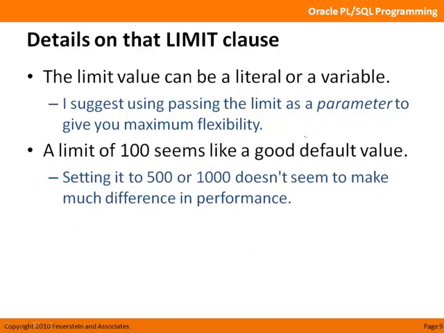Next, you might ask yourself, or ask me, or ask the experts, what limit should I choose? Now it looks like a limit of 100 is a good default value. You get boosted performance, and you don't use a whole lot of memory. And what I found, and many others have found, including Tom Kyte, is that if you set the value for the limit to 500 or 1,000 or several thousand, it doesn't really seem to make that much difference in your performance. You get most of the benefits right out of that first 100 limit.